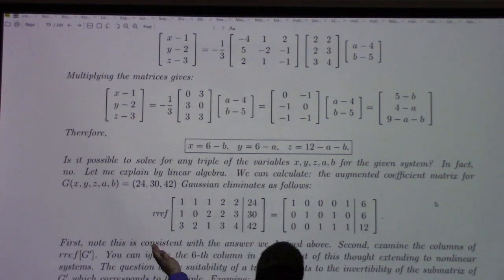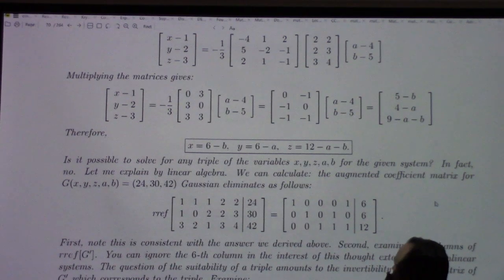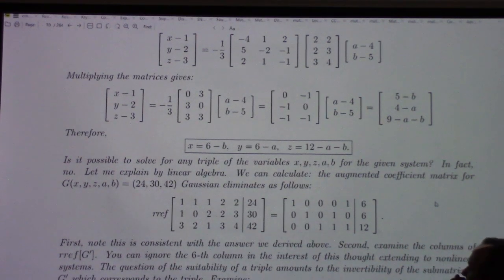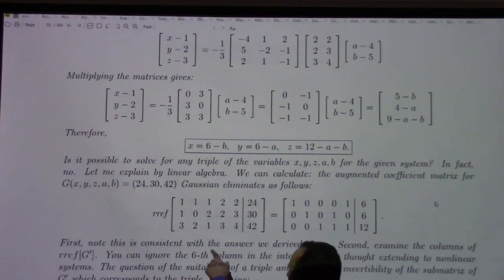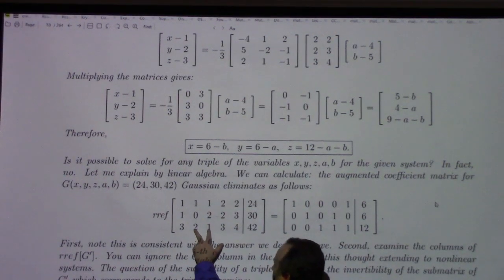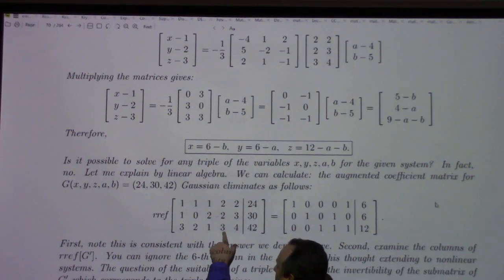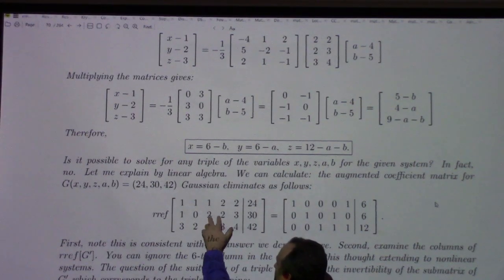If you calculate the row reduction like that, what this means is that the fourth column is going to be the sum of the second and the third. Try this out. If I take columns 2 and 3 and add them, I get the fourth column. See that? 2 plus 1 is 3, 2, 2.